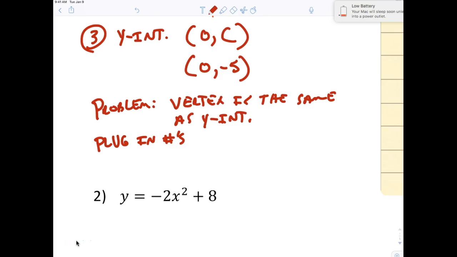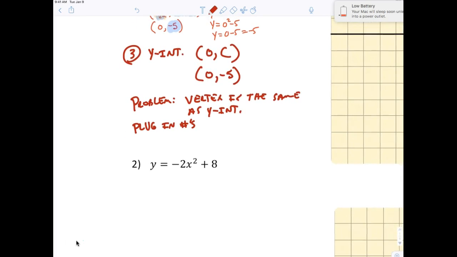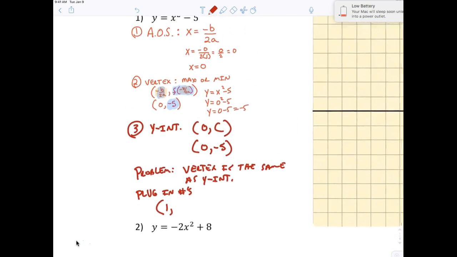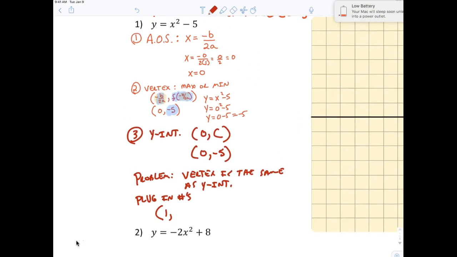Now, what's the easiest number to plug in since we've already plugged in 0? 1. 1 would be best, right? So I want everybody to plug in 1. Now, when you plug in 1, we're going to make it an ordered pair. 1, comma. When I plug in 1, somebody tell me what the answer is. Come on. What's the answer when I plug in 1? Plug 1 in for x. Somebody's got to tell me what that is. Yes, 1 minus 5. What is 1 minus 5? Yes, exactly. 1 minus 5 is negative 4.